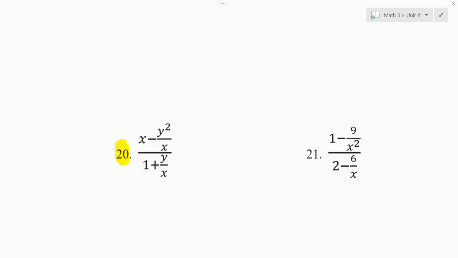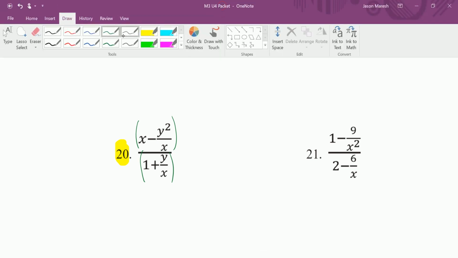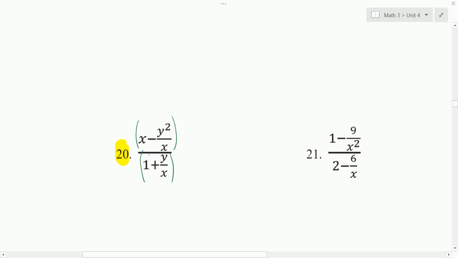Number 20, we have a fraction within a fraction, and subtraction and addition. And so what's going to help here is if we look at the denominators of the smaller fractions. So we got x over 1, we got y squared over x, we got 1 over 1, and y over x. And look for a common denominator, which would be x. So I'm going to multiply the top and the bottom part of the bigger fraction by x.